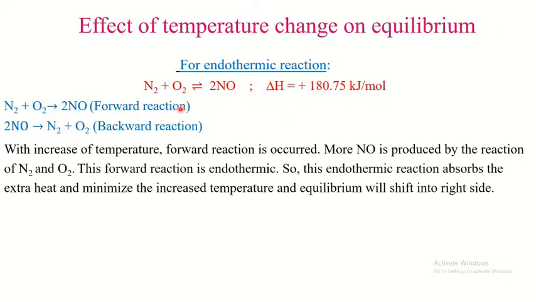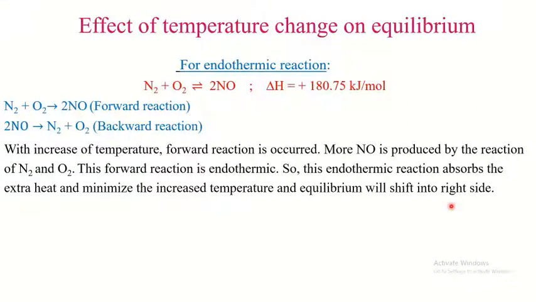So more nitric oxide is produced by the reaction of nitrogen and oxygen, and this forward reaction is endothermic, so it absorbs the extra heat and minimizes the increased temperature. And we know when forward reaction rate is increased, then the equilibrium will shift to the right side. And when temperature is decreased for this endothermic reaction, then the decreased temperature should be increased again.